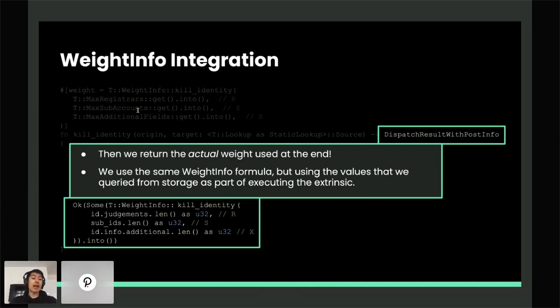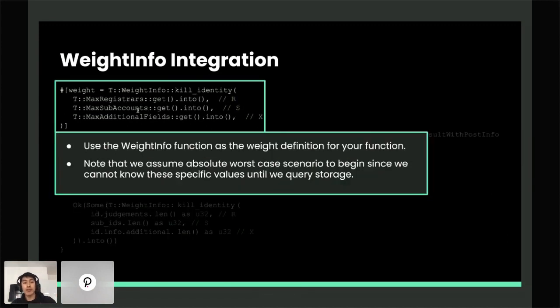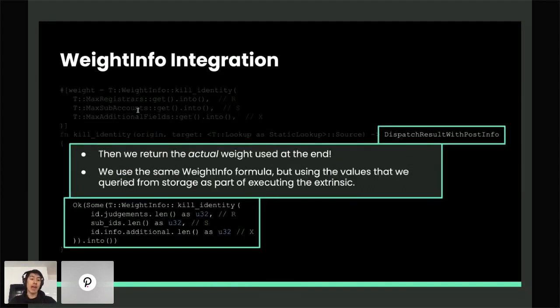This is a pattern that you'll commonly see to make sure that your runtime stays safe, but also that the fees and the amount of information you can fit into your block are as much as possible. So here we assume the weight of this function in the worst case scenario, and then here we say, okay, the real weight after we've executed this function is this much.